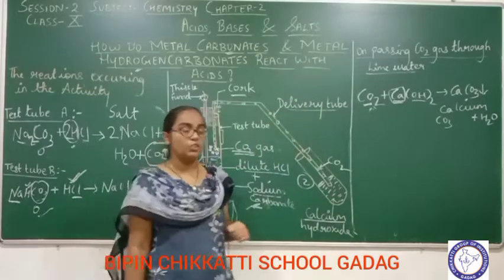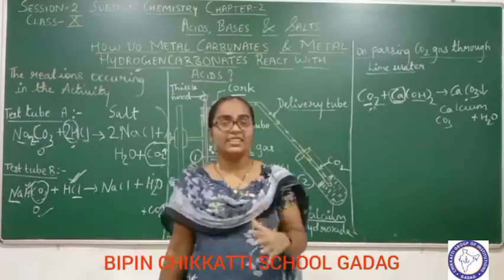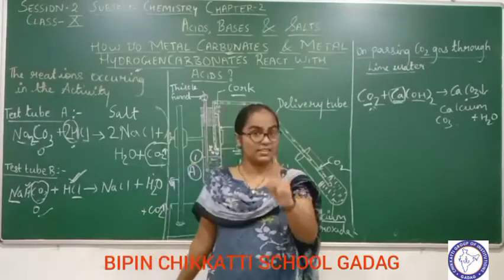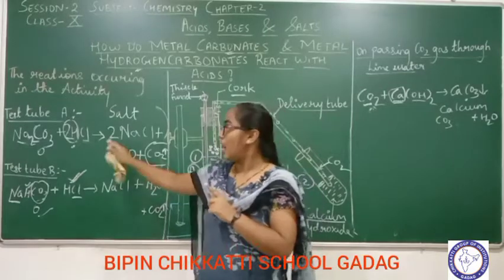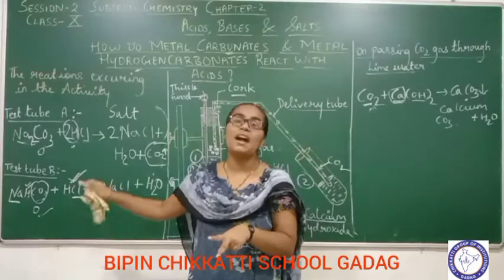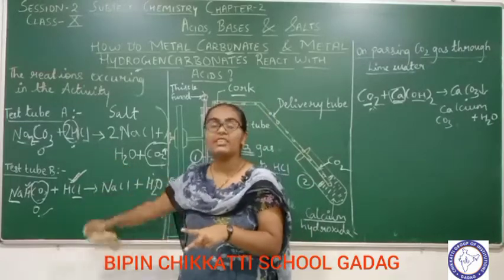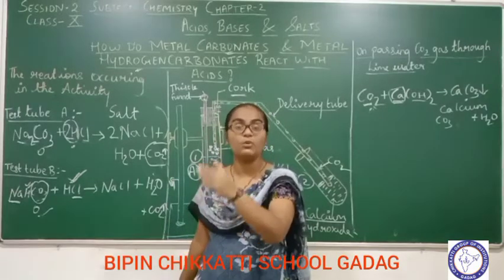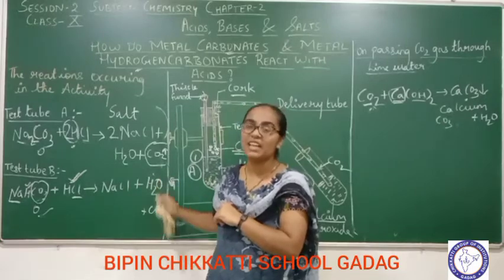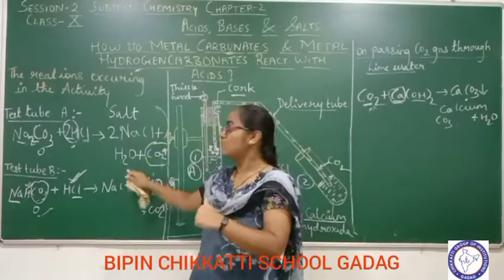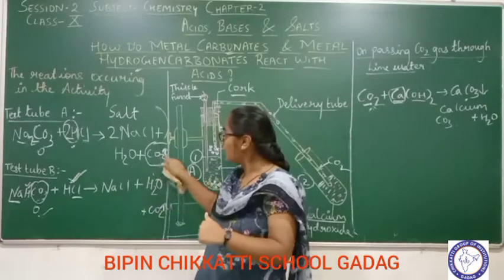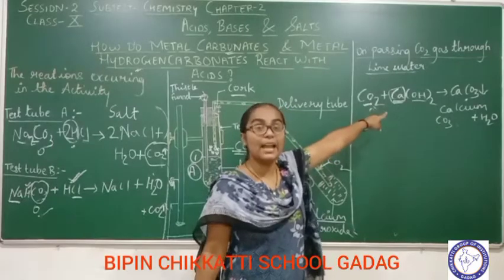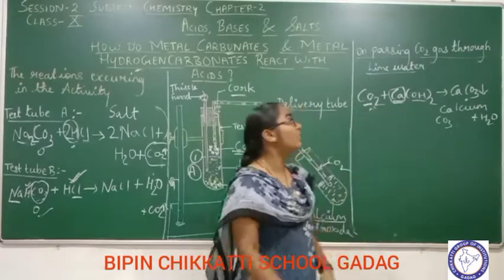I hope children that you have understood this in more detail, because in this activity more reaction is there. The first test tube contained sodium carbonate, the second test tube contains sodium hydrogen carbonate. Both get reacted with hydrogen chloride, and the main important product formed is carbon dioxide gas. Along with carbon dioxide gas, salt plus water is formed. Whatever carbon dioxide gas has been evolved will react with the calcium hydroxide, which is lime water, to form calcium carbonate along with water.